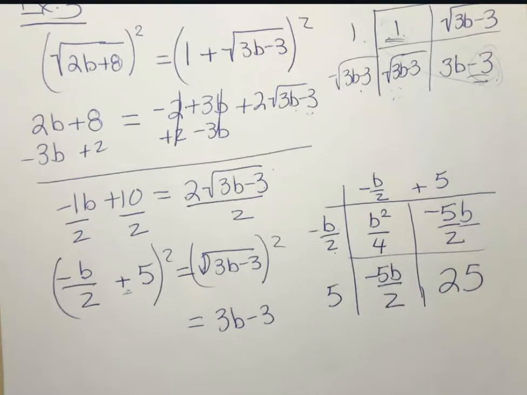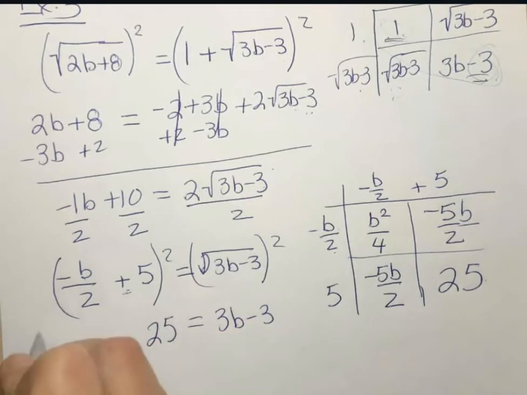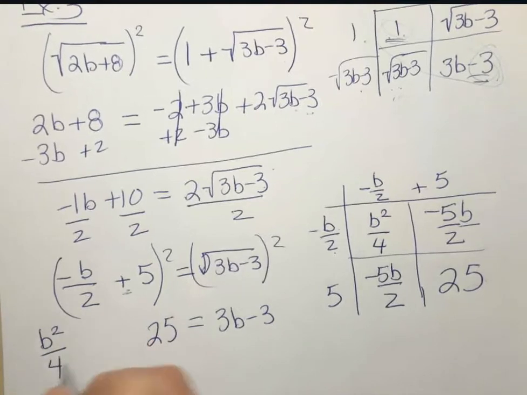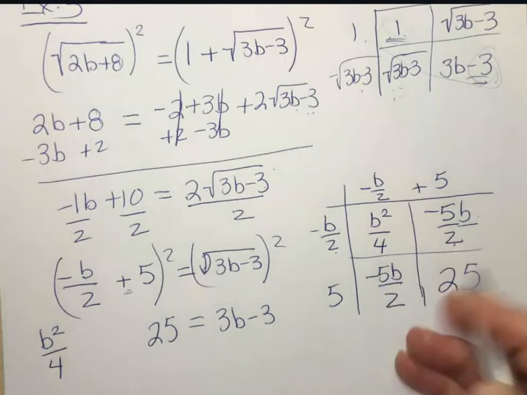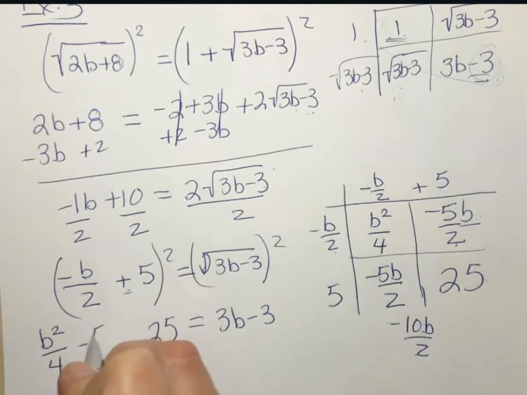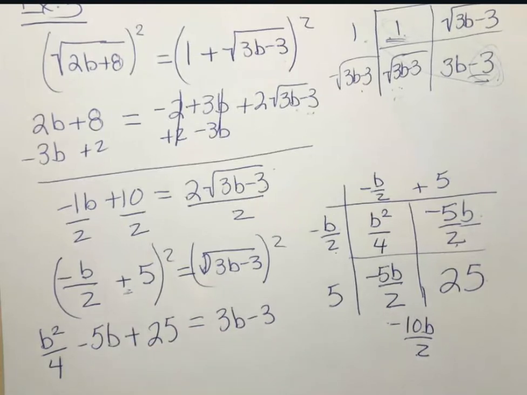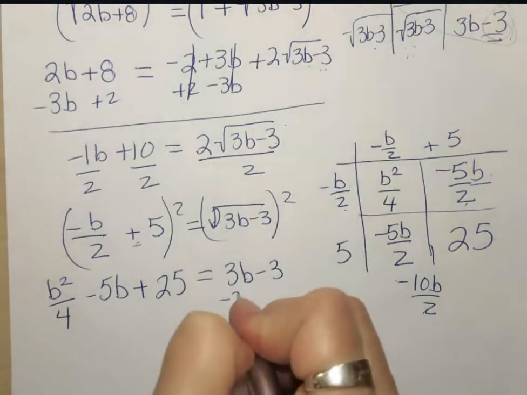Now let's put it together. So I have 25. I have b squared over 4. Now negative 5b over 2 plus negative 5b over 2 is negative 10b over 2. Negative 10 divided by 2 is 5, so b minus 5b. Alright, now I have to get everything to one side so that I can go ahead and solve it. I could also graph it at this point in Desmos. I'm probably going to go ahead and just solve it for you.